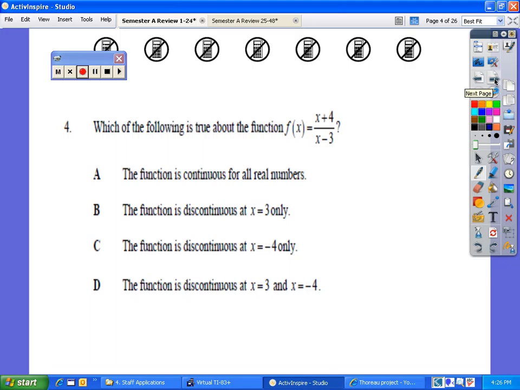All right, number 4, which of the following is true about the function f of x equals x plus 4 over x minus 3? All right, well, let's see. The function is continuous for all real numbers. And that pretty much is true. Not. Okay, it's not true.